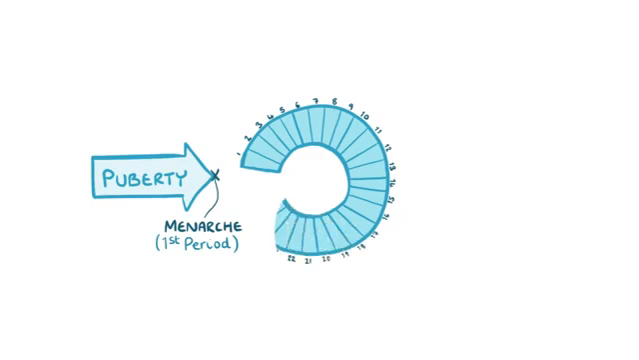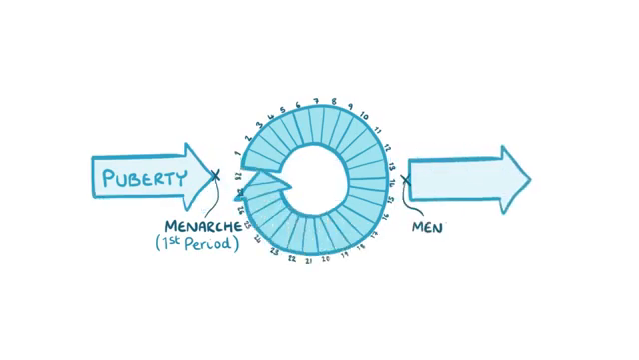Menarche, which refers to the onset of the first menstrual period, usually occurs during early adolescence as part of puberty. Following menarche, the menstrual cycle recurs on a monthly basis, pausing only during pregnancy until a person reaches menopause, when her ovarian function declines and she stops having menstrual periods.